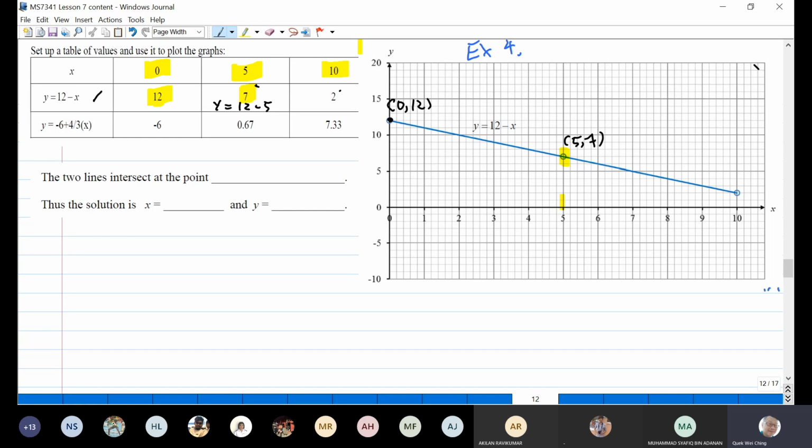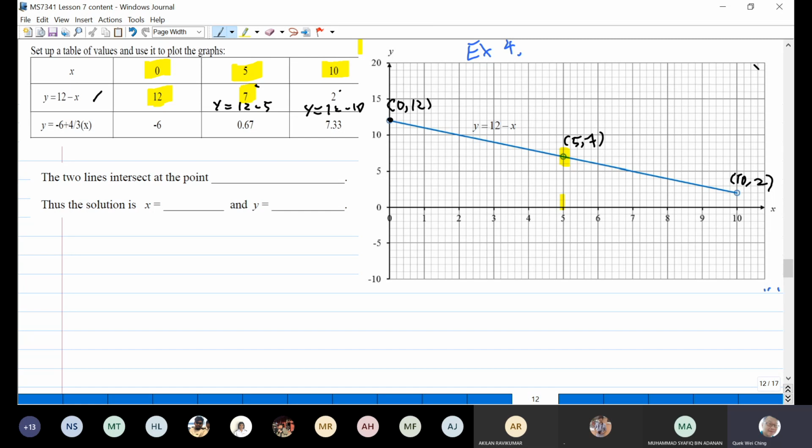Then lastly, when x equals 10, what happened to y? When x equals 10, y equals 12 minus 10. 12 minus 10 is 2, right? So when x equals 10, y equals 2. So we get (10, 2). So we got 3 points now.